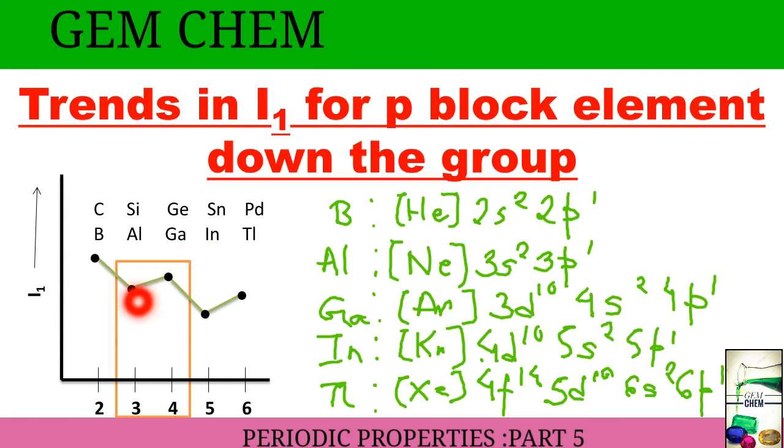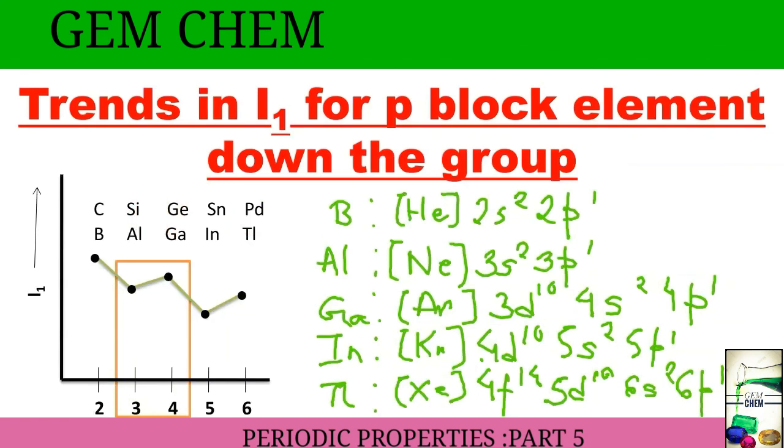Now see, note from gallium to indium. Here there is a difference in configuration as the principal quantum number increases, and hence the nuclear attraction on the outermost electron is lower, so the ionization energy of indium will be lesser than that of gallium. We are done with aluminium and gallium. We will now deal with silicon and germanium.